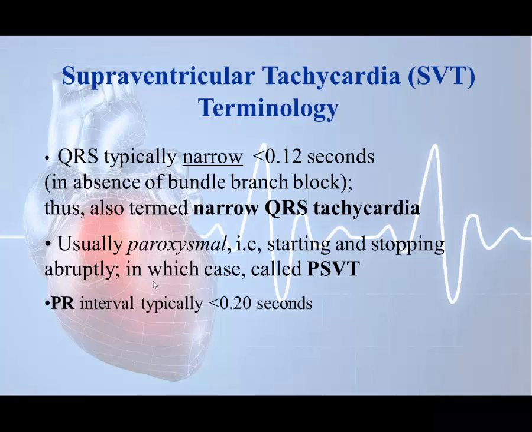Okay, so SVTs are typically narrow, less than 0.12 seconds, in the absence of a bundle branch block. Paroxysmal means that it comes and goes, starting abruptly. PR intervals are typically less than 0.20 seconds. The size of one small box on an EKG is 0.04 seconds for reference, okay?